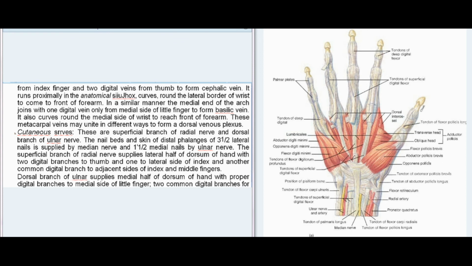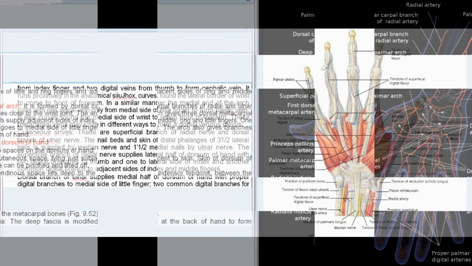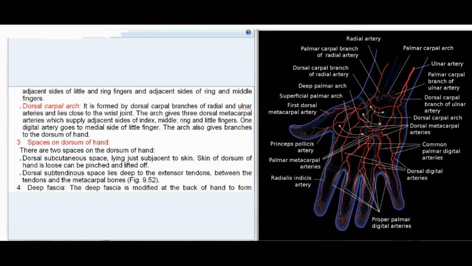Cutaneous nerves: these are the superficial branch of the radial nerve and the dorsal branch of the ulnar nerve. The nail beds and skin of the distal phalanges of the 3½ lateral nails are supplied by the median nerve and the ½ medial nail by the ulnar nerve. The superficial branch of the radial nerve supplies the lateral half of the dorsum of the hand with 2 digital branches to the thumb and 1 to the lateral side of the index, and another common digital branch to adjacent sides of the index and middle fingers. The dorsal branch of the ulnar supplies the medial half of the dorsum of the hand with proper digital branches to the medial side of the little finger, 2 common digital branches for adjacent sides of the little and ring fingers and adjacent sides of the ring and middle fingers.